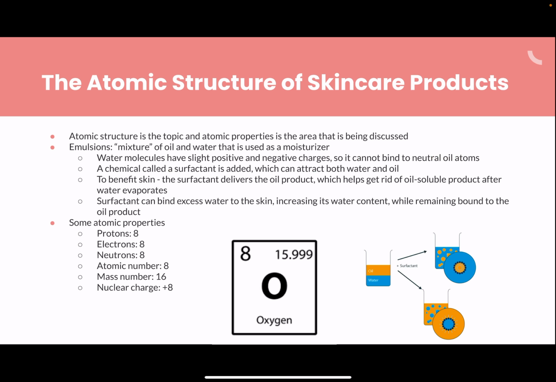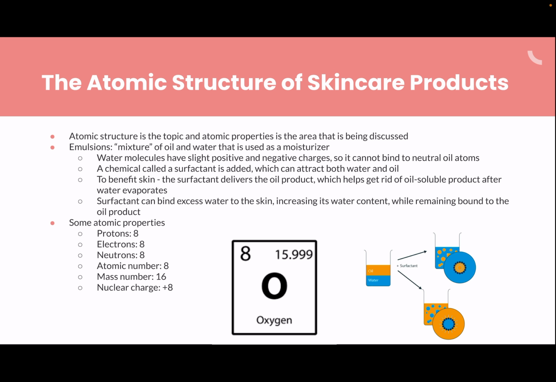The atomic structure of skincare products. Atomic structure is the topic, and atomic properties is the area that is being discussed. An emulsion is a mixture of oil and water that is used as a moisturizer. Water by itself cannot bind to neutral oil atoms because of slight positive and negative charges, so a surfactant is added to attract and help mix together oil and water, creating an emulsion.